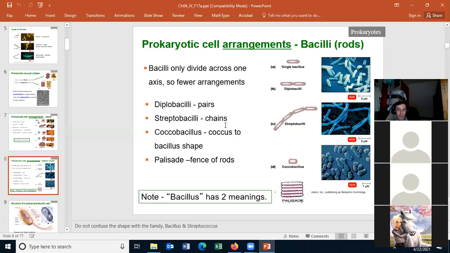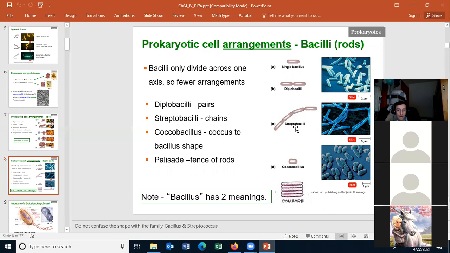You can have streptobacilli, and this is a chain of bacilli, and they grow in a sausage link. In the old days, you could buy sausage links where they were actually hooked together like that, and that's streptobacilli.